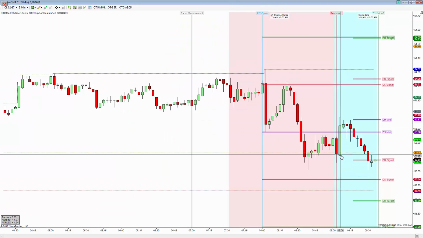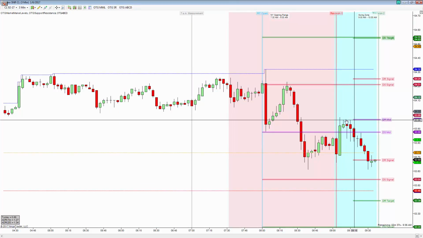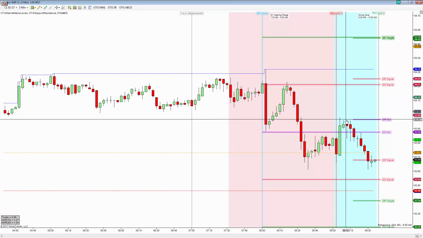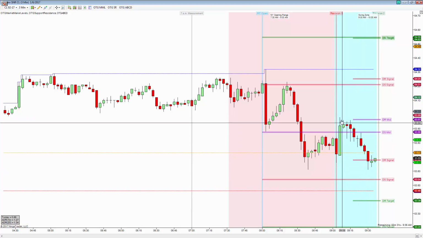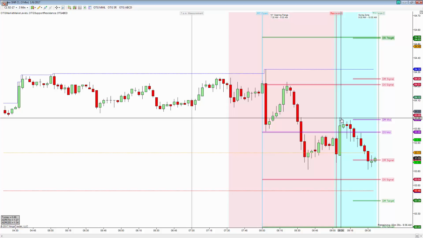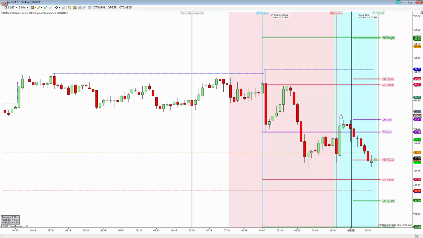we've already broken this leg of it here. So this is a good structure for that reversal time frame.